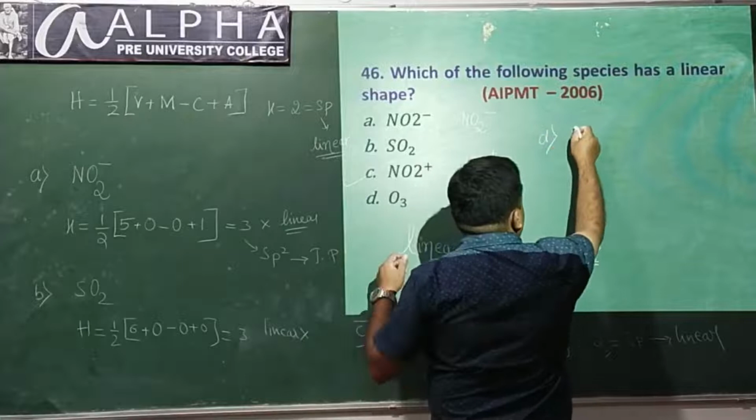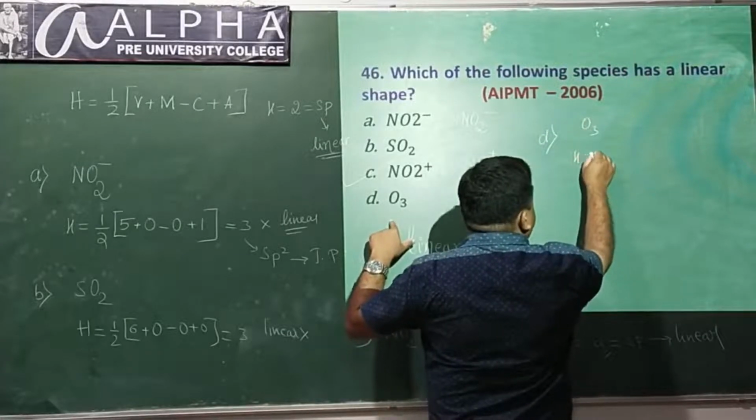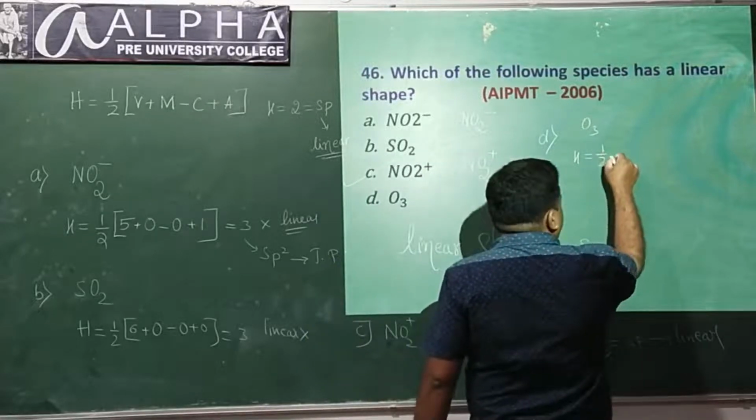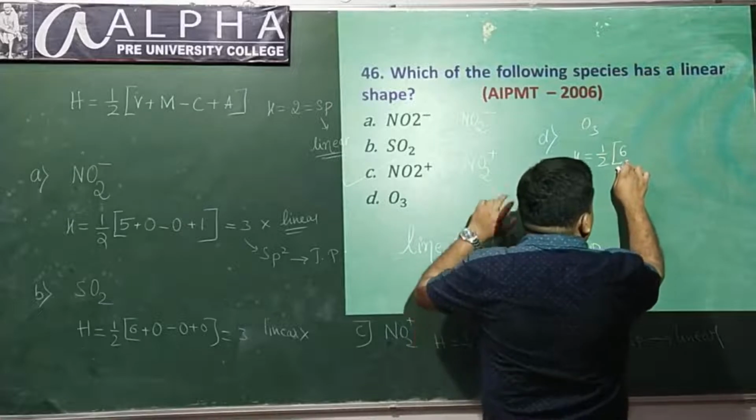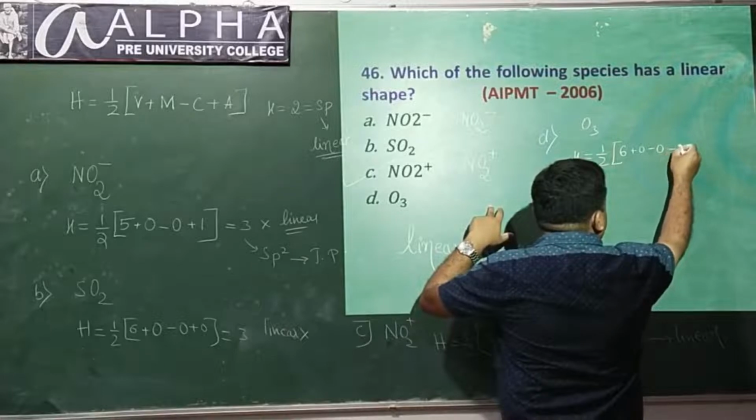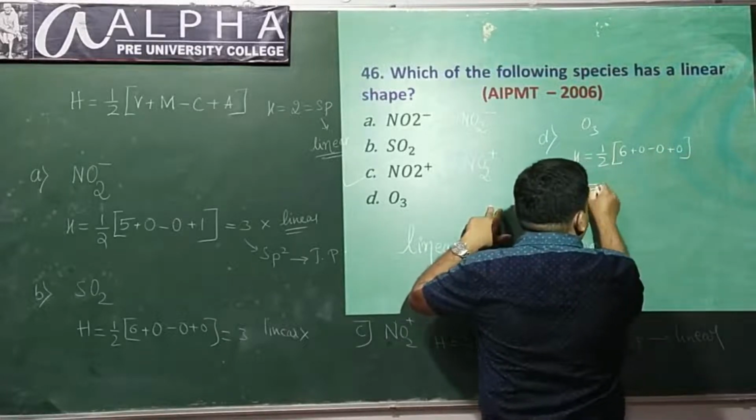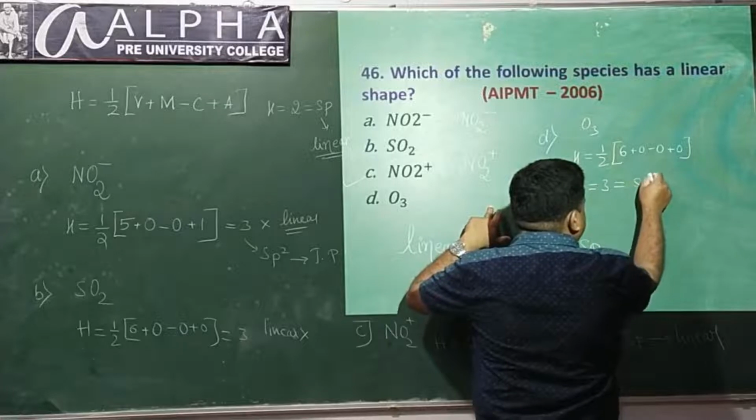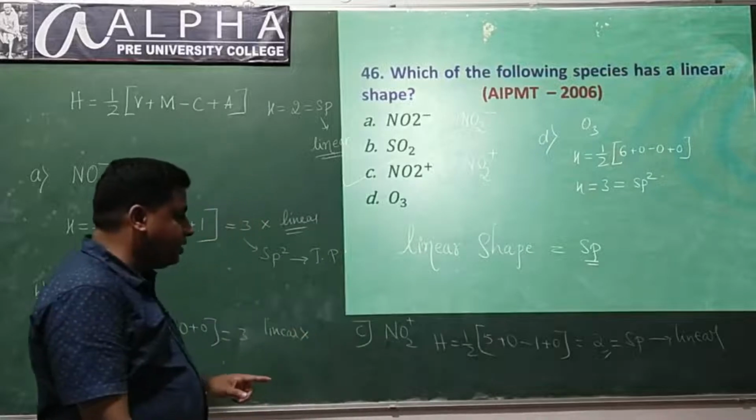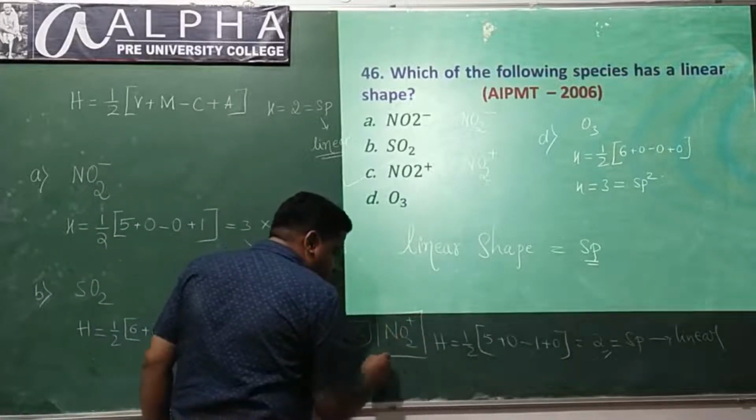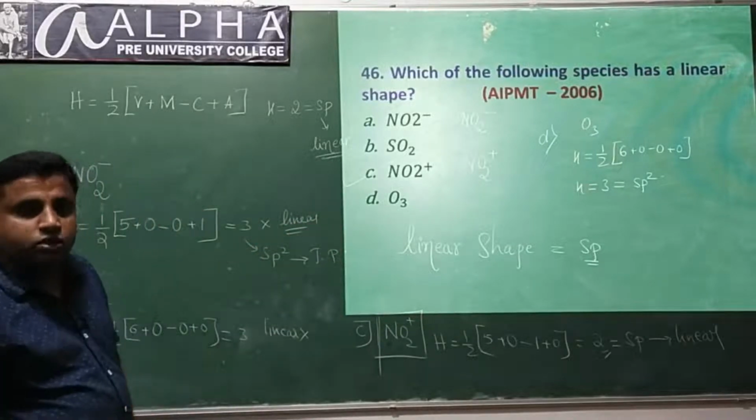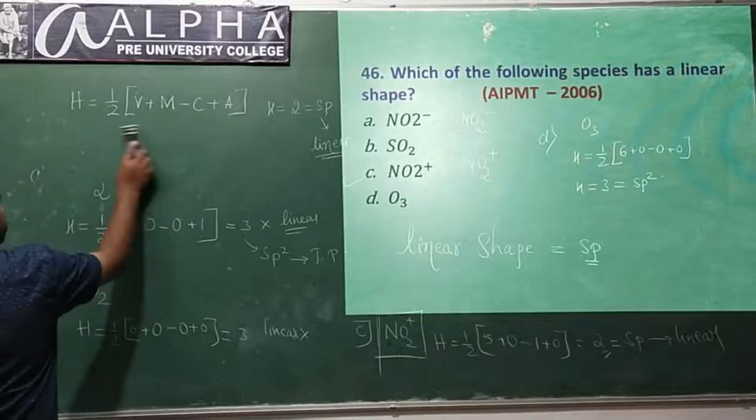Ozone, O3. Hybridization. There are 3 oxygen atoms. Take one of the oxygen atoms as the central atom. Half of: oxygen is 16th group, 6 valence electrons. No monovalent atoms, 0. No cationic charge, 0. No anionic charge, 0. So half of 6 is 3. 3 means sp2 hybridization. But we want sp hybridization, and sp hybridization is found only in NO2 plus. So the answer is option C. Simple. That's great.